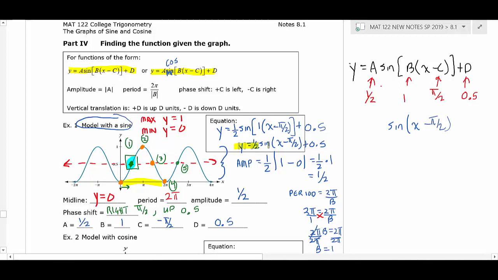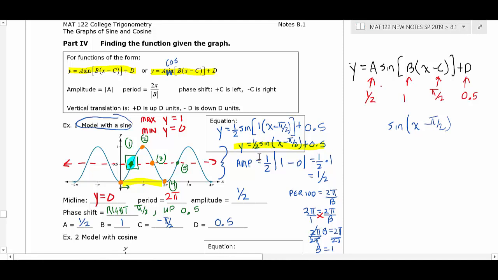So that's how you do that. It's really just a matter of finding A, B, C, and D by looking at the graph. Now you could also model that with a cosine, and a cosine would be a little bit different. I'm not going to do that on this problem because I'm going to do the next one with a cosine, and you can see the difference between the two. Okay, so that's how that goes.